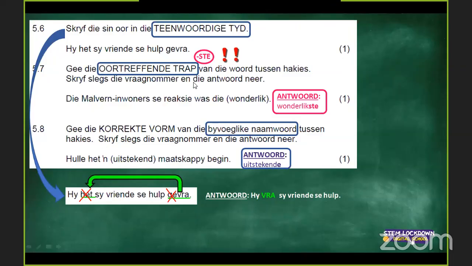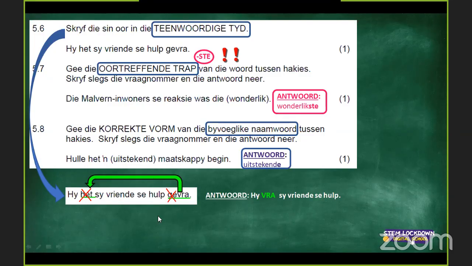Nou het ons nog 3 sinnetjies. We've got another 3 questions in this section. Ons het skryf die sin oor in die teenwoordige tyd. Rewrite the sentence in the present tense. Hy het sy vriende se hulp gevra. So kom ons kyk. Once again, I identify my verb. Hy het is a verb, sy vriende se hulp gevra.